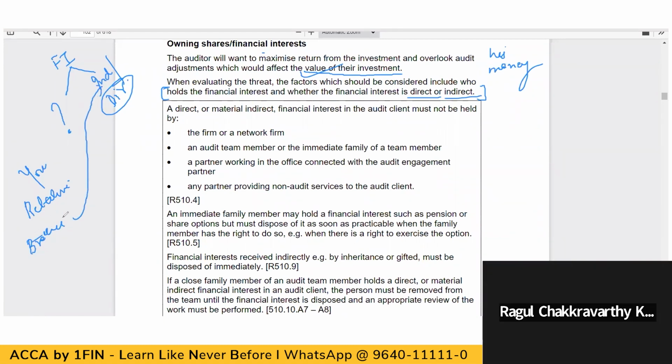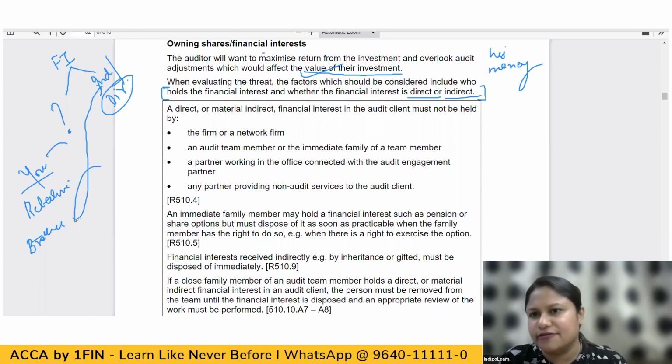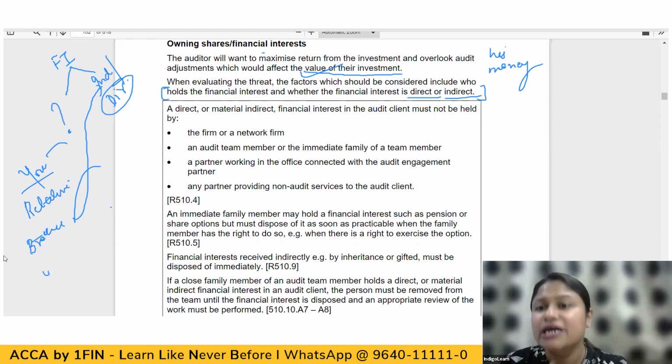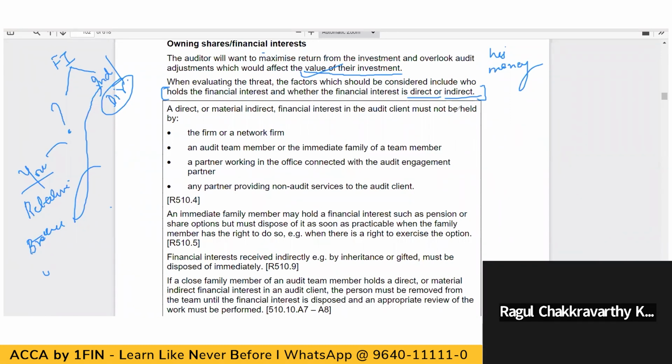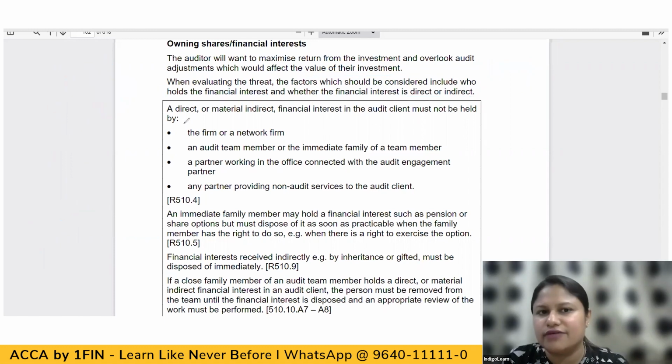Understandable? So whether it is direct or indirect, whether it is you, your relative, your partner in the firm, or an employee of your firm, whoever it is, they should not be holding any kind of financial interest or shares in a particular client. If they are holding, it is directly or indirectly going to impact you, which is not considered appropriate. It will compromise your objectivity. Is it understood? Okay. So look at the safeguard. In the safeguard, what points I have told is all covered here.